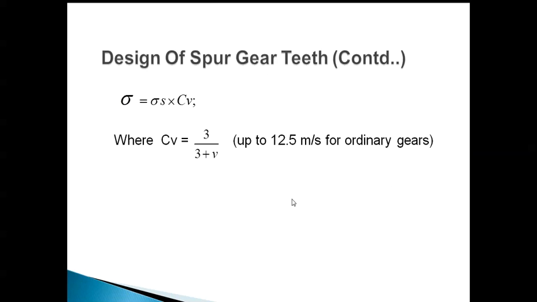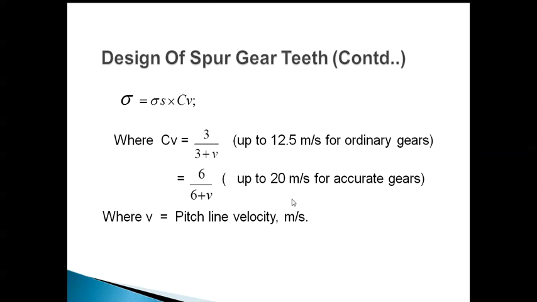This velocity factor CV equals 3 by 3 plus V, up to 12.5 meter per second for ordinary gears. So the CV value will be 3 by 3 plus V, up to the speed of 12.5 meter per second for ordinary gears. And 6 by 6 plus V up to 20 meter per second for accurate gears, where V is the pitch line velocity in meter per second.